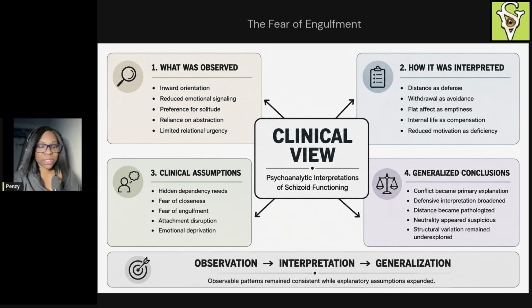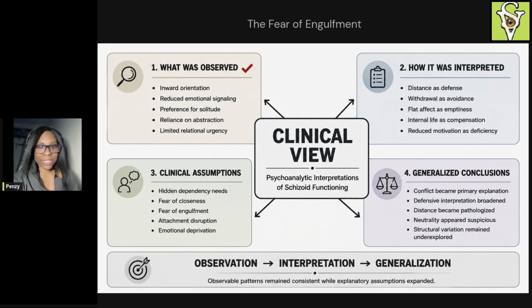I'm not going to read every box word for word, so you may want to take a minute to orientate yourself with the slide, but I will be going through each box one by one and adding some context to it. So we're going to start with the beige box. This looks at what was accurately observed.